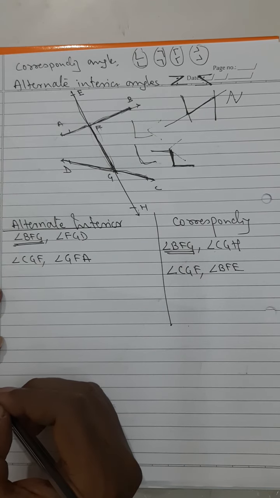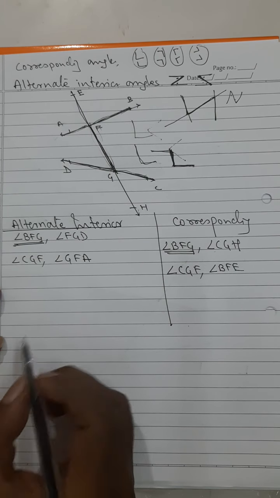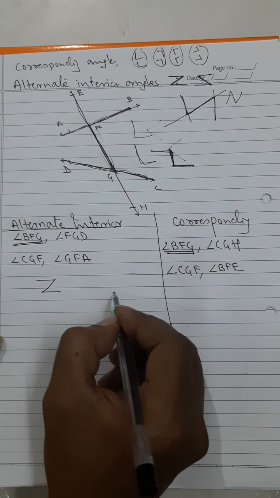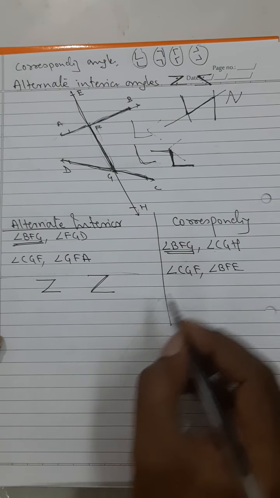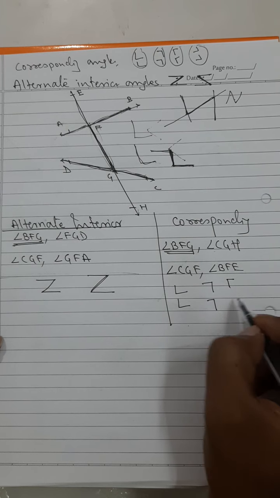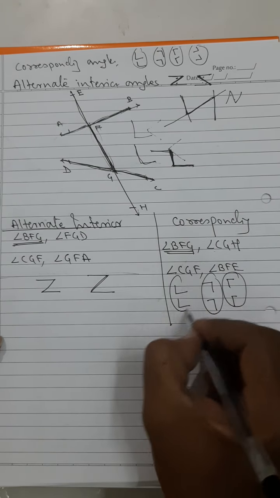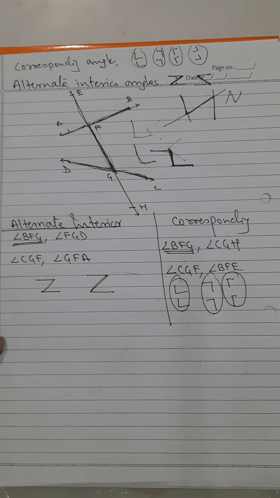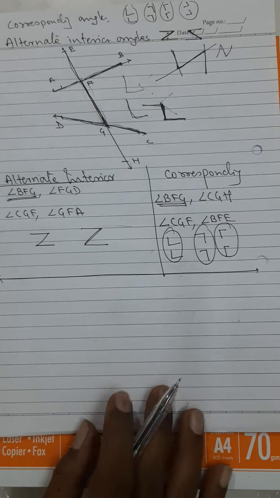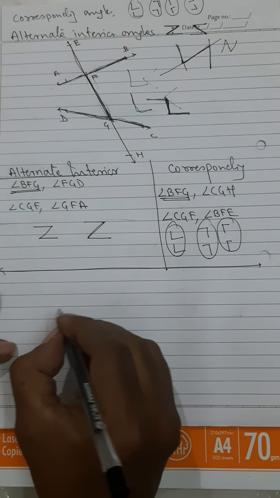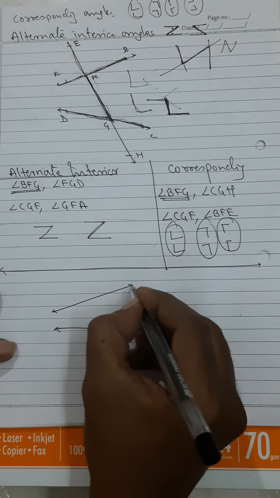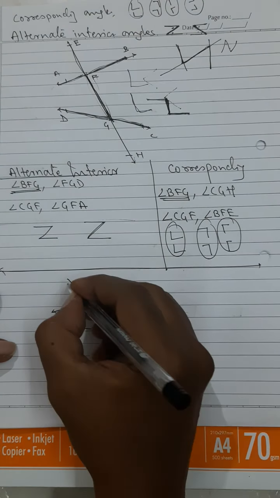Like this it is. So in this fashion, alternate angles will always be forming a Z, and all corresponding angles will be forming various forms of L, different forms of L, all traveling in the same fashion. Okay, we have finished with corresponding angles and alternate interior angles, and now we will understand interior angles. If you have understood this, it is not very difficult to understand interior angles.